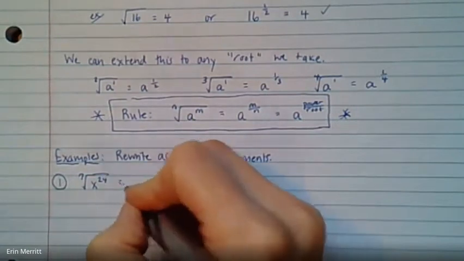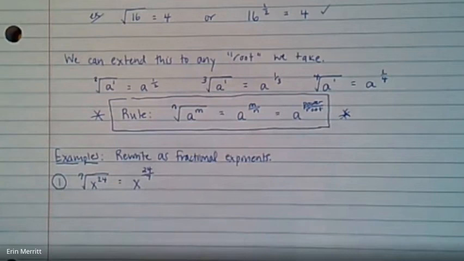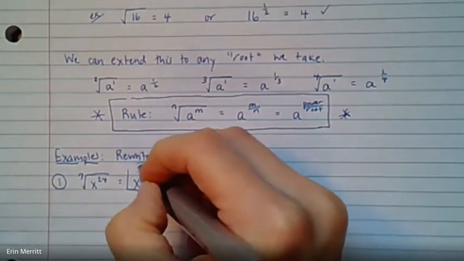All right, well, this first one, nothing crazy. You're just going to take the power divided by the root, right? And in the case of 24 divided by 7, there's nothing you could do to it. So this would be it. This is just written with a fractional exponent.